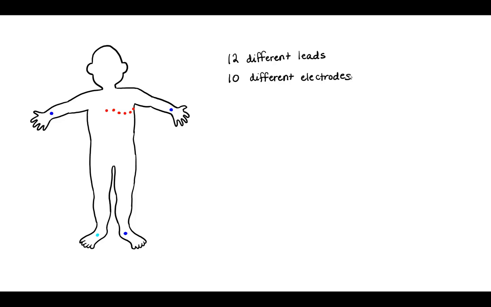So in blue, I have electrodes that are placed on a person's limbs. And in red, I have electrodes that are placed on a person's chest. So if you count them, there are 6 chest electrodes in red and 4 limb electrodes in blue. And it turns out that when we combine these different electrodes into various pairs, when we get our 12 different leads, they actually fall into 2 groups.